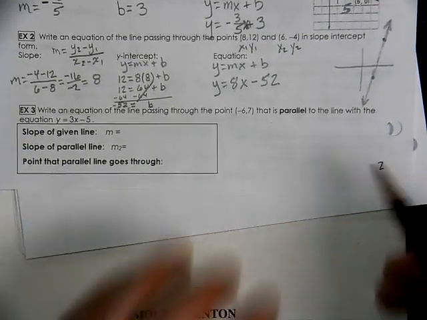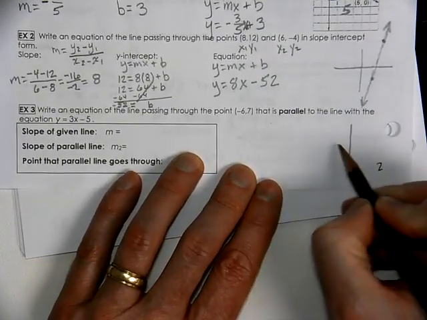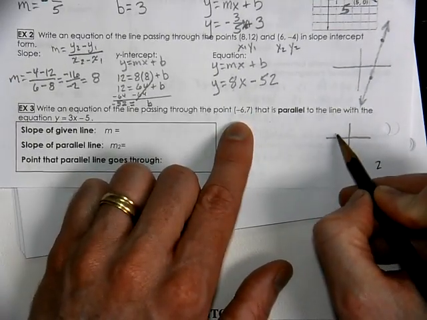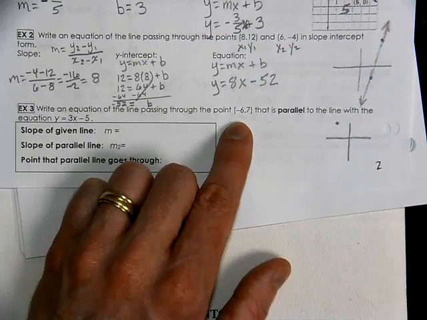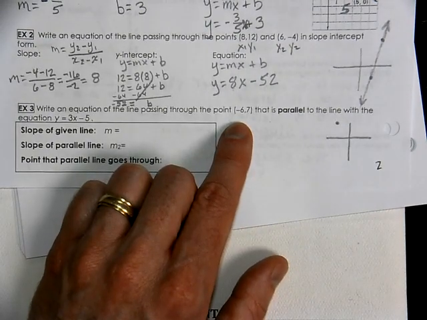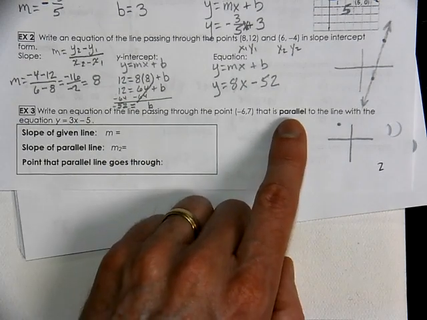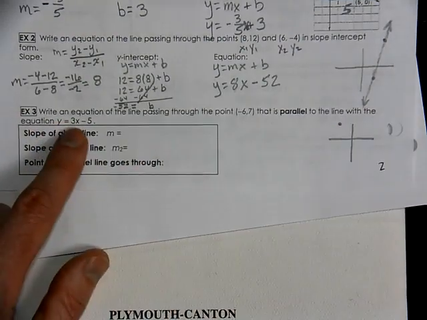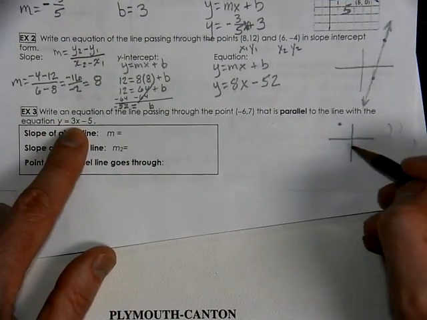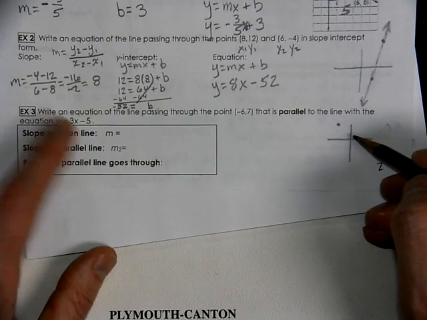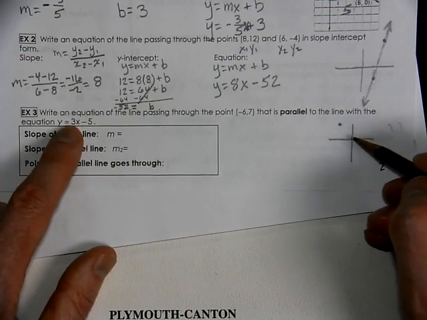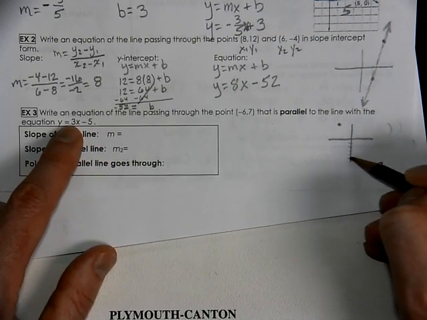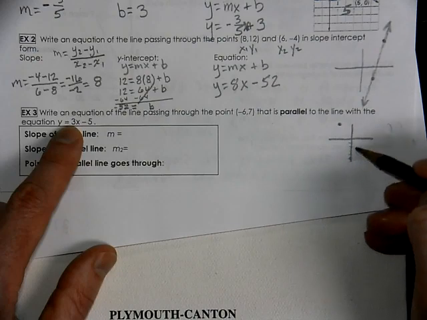Now we're going to look at this point. We'll make another sketch so we understand geometrically what's happening. Negative 6, positive 7, might be right there. We need to figure out a line through that point that is parallel to the line with y-intercept negative 5 and a slope of 3. So we go to negative 5 and we do a slope of 3.